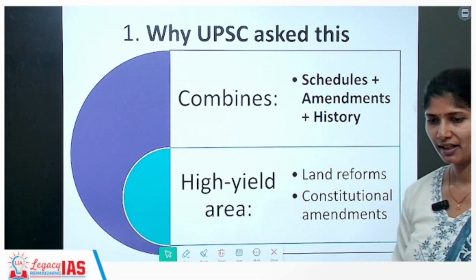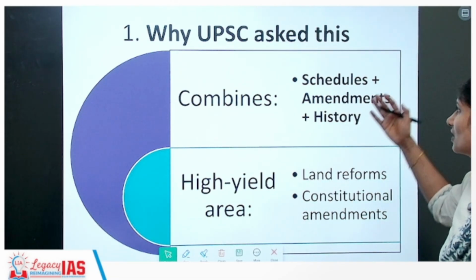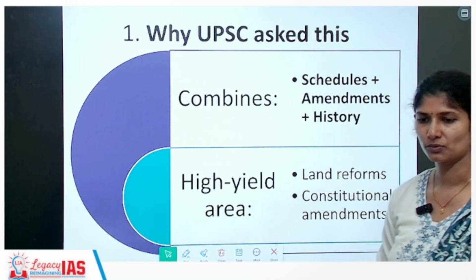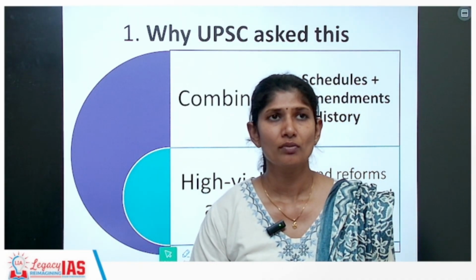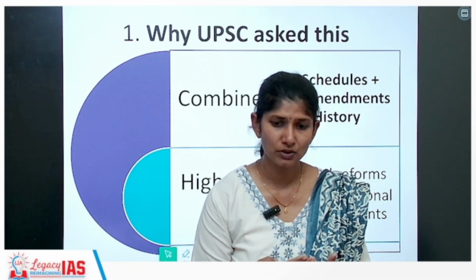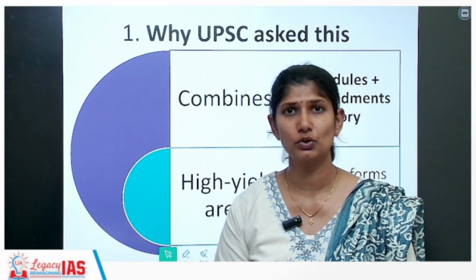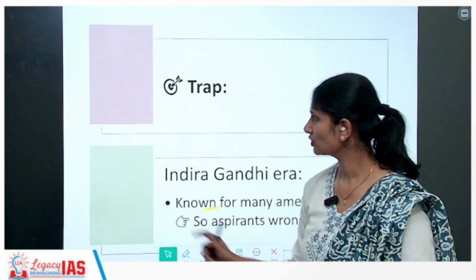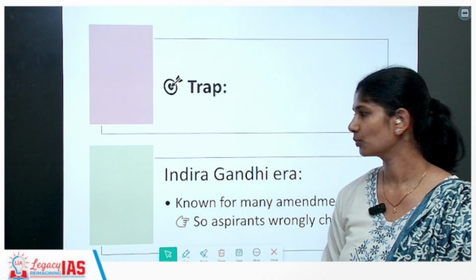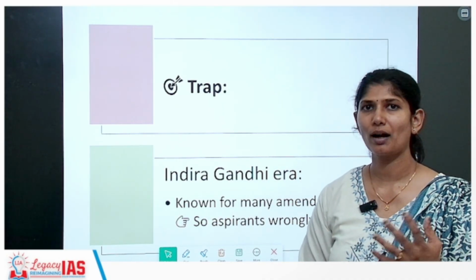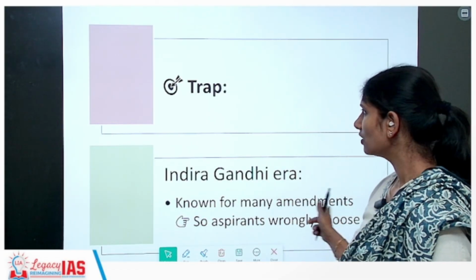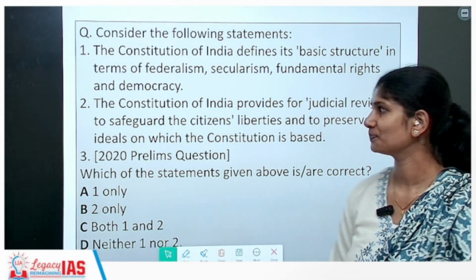First and foremost, it combines aspects such as your history, schedules, amendments, and most importantly, your land reforms, which have been brought about. This has something to do with your post-independence India also, your governance also, the promises made to the electorate also. Understanding? And another most important thing is, it is easier for people to get confused with option C, Indira Gandhi, because constantly many people assume amendments means it is during this period of time or during your Indira Gandhi era. Okay, so these are the things you have to be on the watch out for.